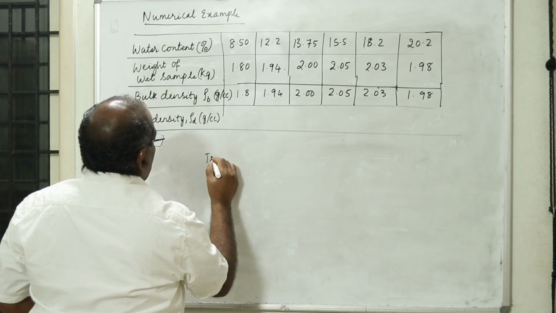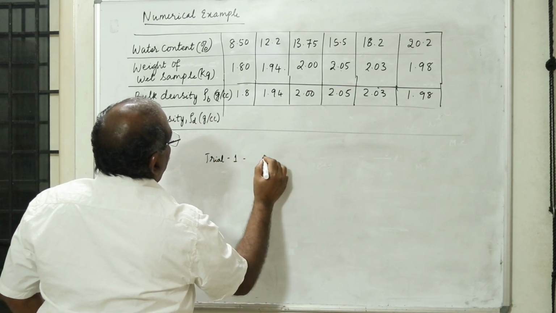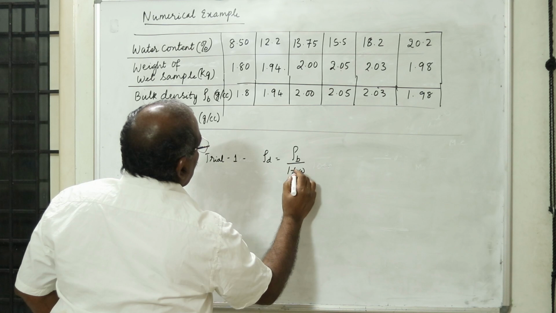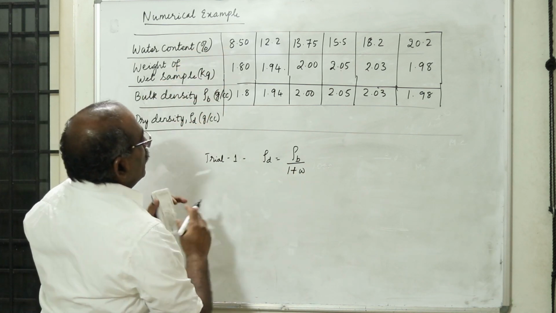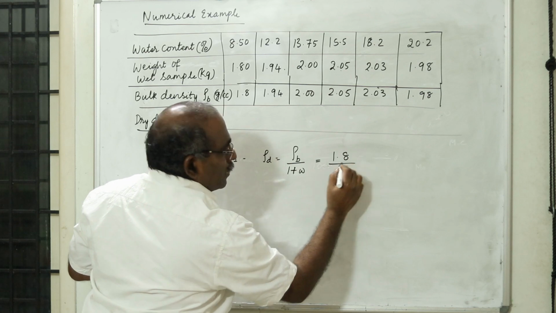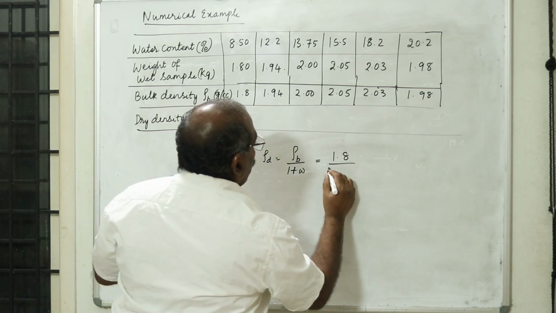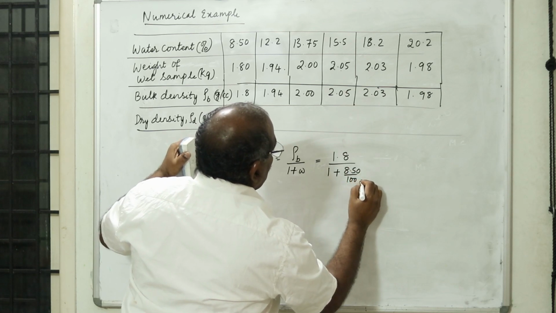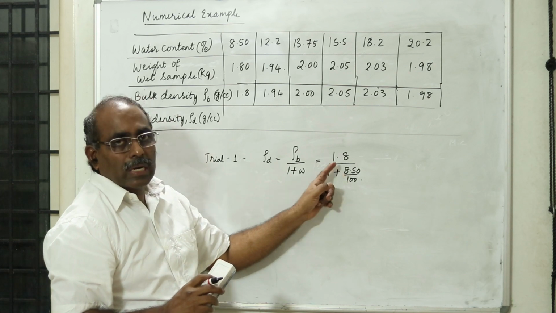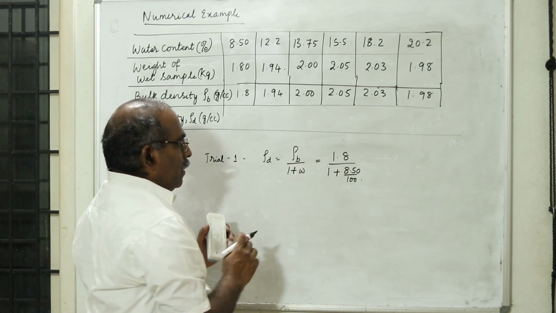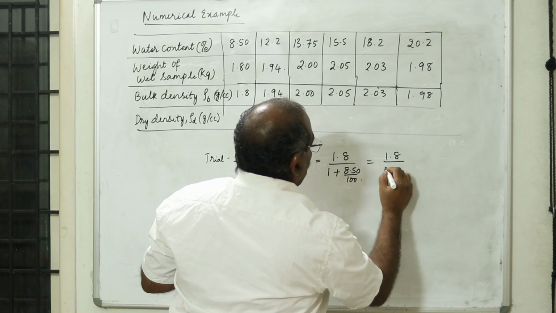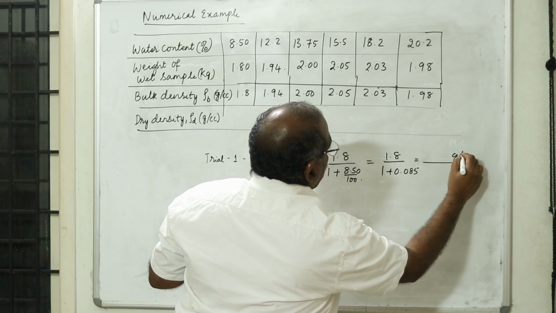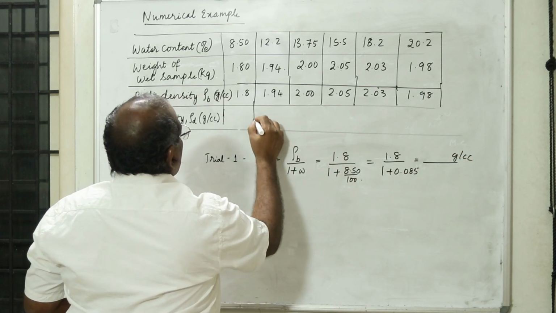Now for trial 1, I'll just show you. Trial 1, the dry density is equal to bulk density by 1 plus W. I got my water content, which is 8.5. The bulk density is 1.8 divided by 1 plus W, where W is 8.5 divided by 100. Whenever you are substituting water content in the numericals, you have to convert into decimals. Therefore, it is 1.8 divided by 1 plus 0.085. Therefore, you get your density in gram per cc. You enter all these values.